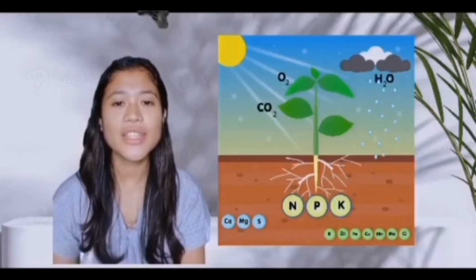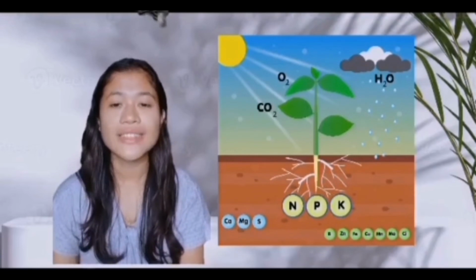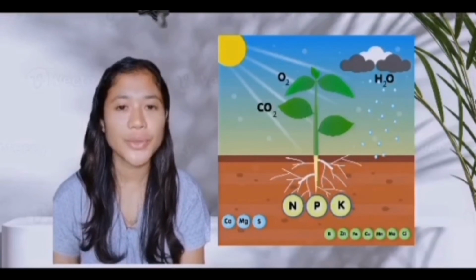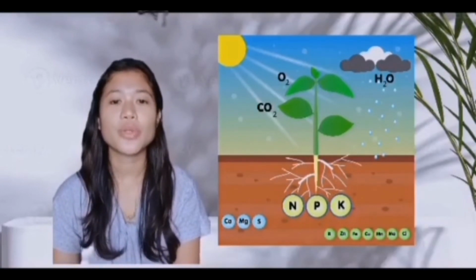So the last is nutrients. So plants need nutrients for the same reason that animals need them. They need them to germinate, grow, fight off diseases and pests, and to reproduce.